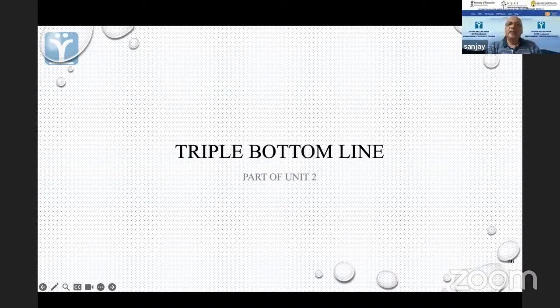So, triple bottom line. All of us are aware that there is a concern for the planet as a whole today. Emissions from industries, the way we live, all of these things are depleting the ozone layer. And as a result of that, we are seeing global warming, and there is a problem. Now, this is something which is now a matter of concern for corporates also. So the concept of triple bottom line is that not only should a company look at profit.